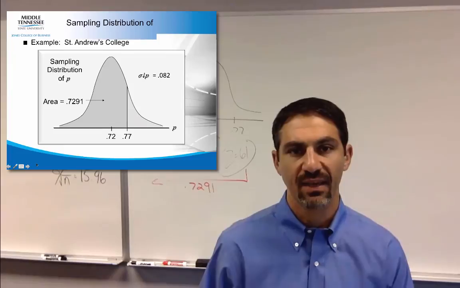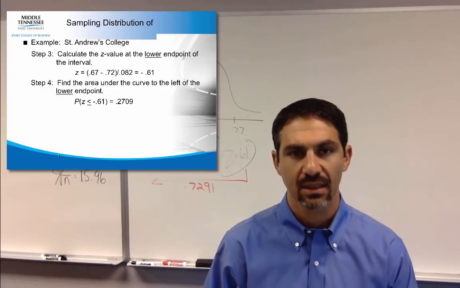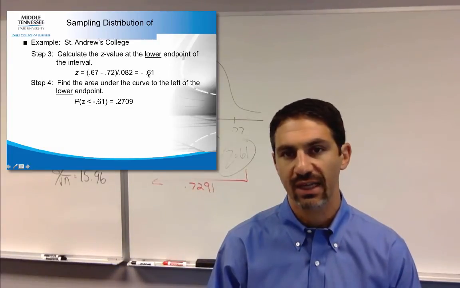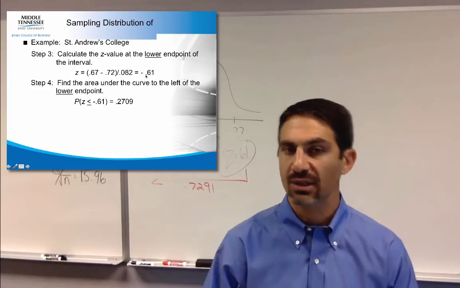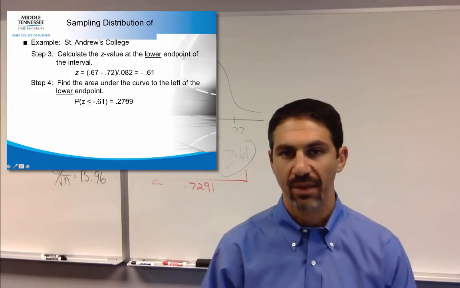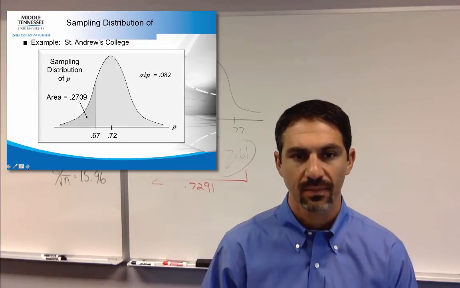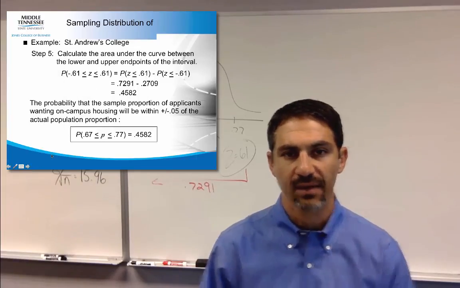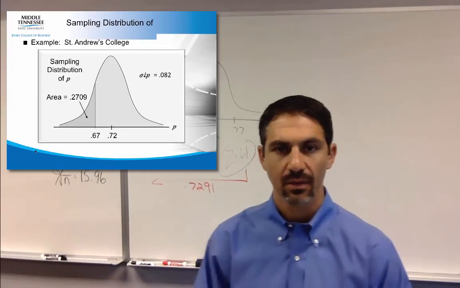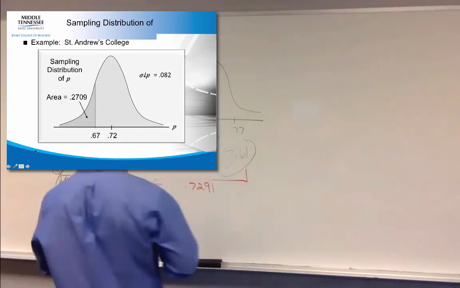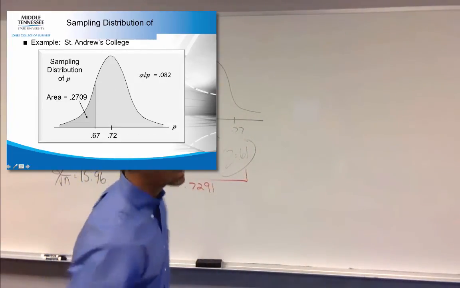Do the same thing for the 0.67. And of course, you're going to get the same z-score, just going to be negative. And the probability that corresponds to that is 0.2709. And as you see, that's what it should look like up there.